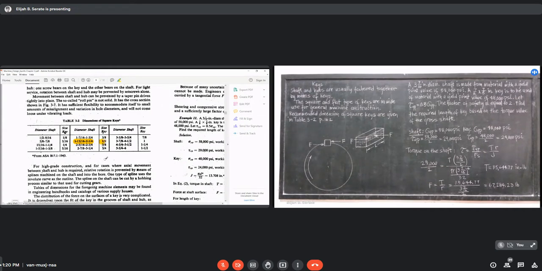So if it is a diameter of 3 inches, you should have a 3/4 key. Do you follow, class? As your shaft diameter becomes bigger, correspondingly your key also. These are standard dimensions, or recommended sizes of keys. Okay, any question? Class, any question?